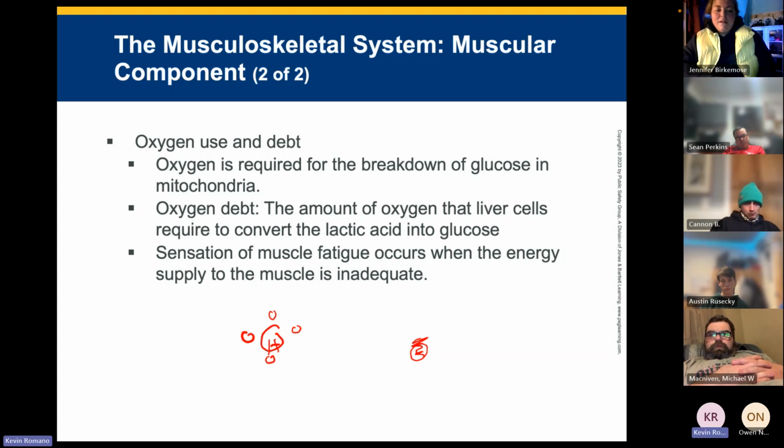All right. So oxygen debt is equivalent to the amount of oxygen that the liver cells require to convert lactic acid into glucose, as well as the amount needed by muscle cells to restore ATP and creatine phosphate levels. All right, so the sensation of muscle fatigue occurs when energy supplied to the muscle is inadequate to meet the energy demands. Right, and if you look in your books on table 7.5, this lists the changes in muscular metabolism.